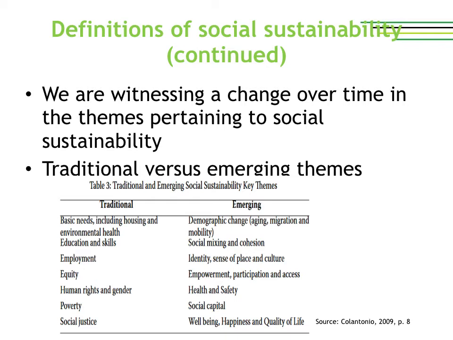On slide 13, you can see that there are two sets of values or items associated with social sustainability. These are the traditional ones and the emerging ones. The traditional values of social sustainability include basic needs, education, employment, human rights, while the emerging ones focus more on social mixing and cohesion, empowerment, participation and access, social capital, and well being.